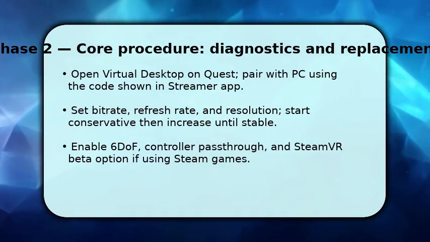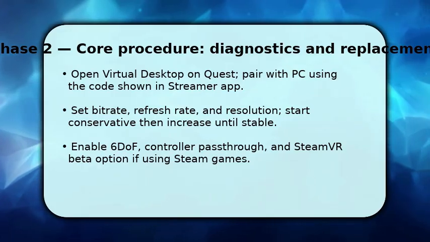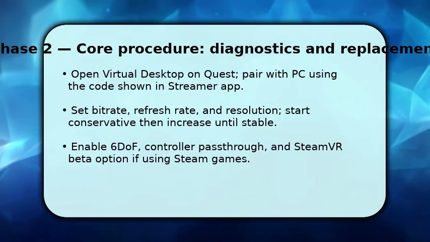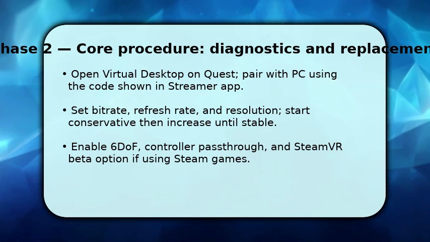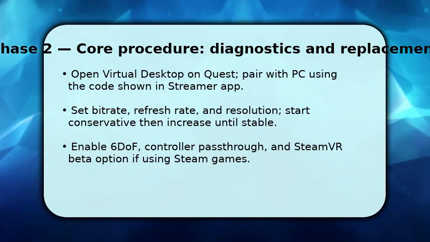If you plan to play Steam VR games, enable the Steam VR integration or beta option and 6DoF tracking so controllers map correctly. Adjust audio routing to PC for game sound. These mid-steps fine-tune quality and input reliability.